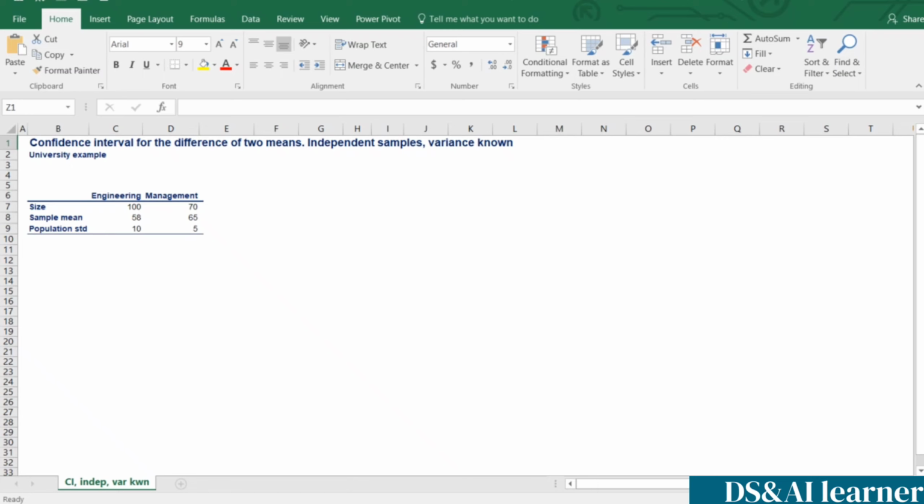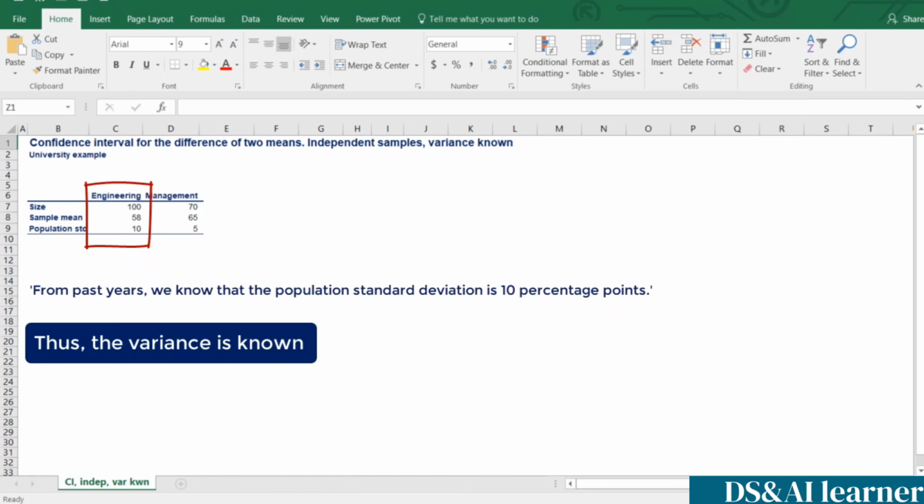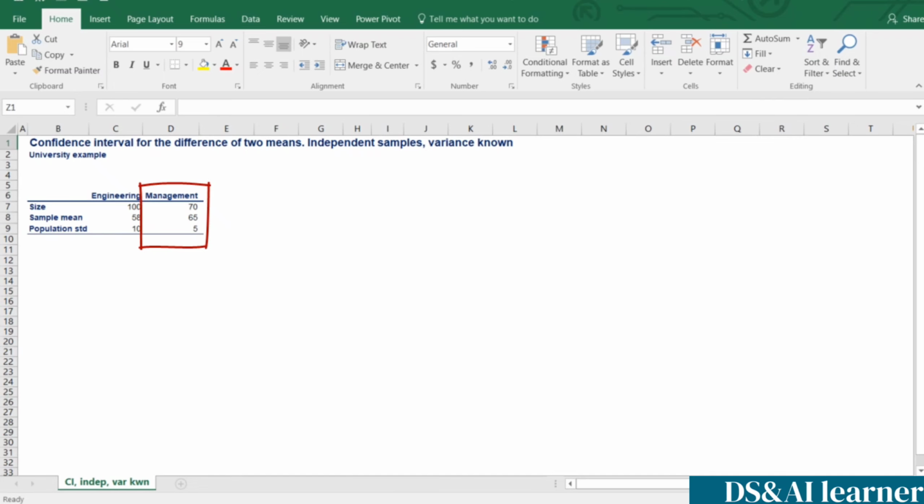We have a sample of 100 engineering students, and the average grade is 58%. From past years, we know that the population standard deviation is 10 percentage points. Thus, the variance is known. We also have a sample of 70 students from the management department, and we've got a sample mean of 65%. Again, from past data, we know that the population standard deviation is 5%.